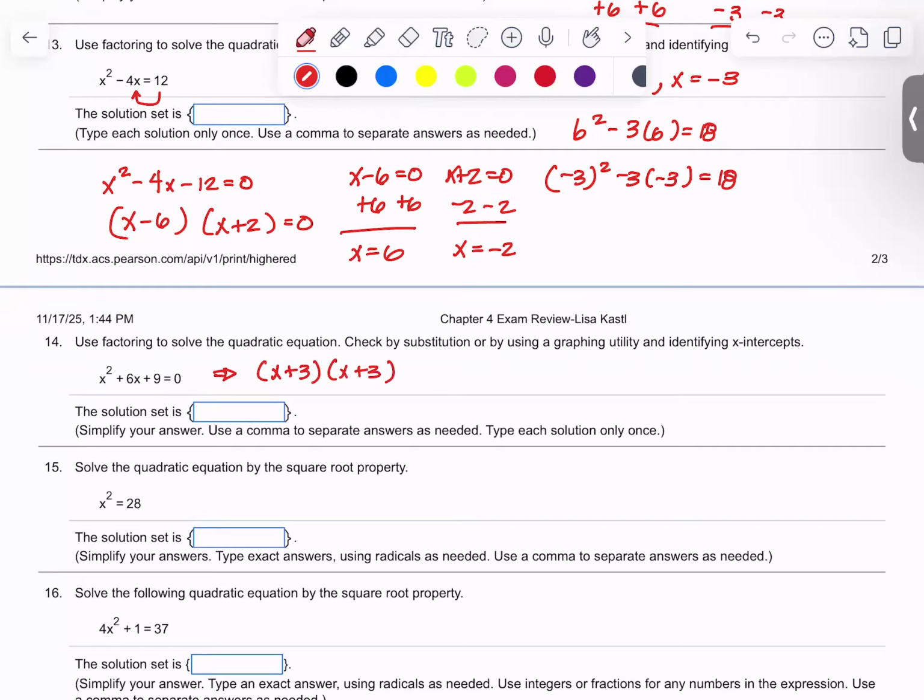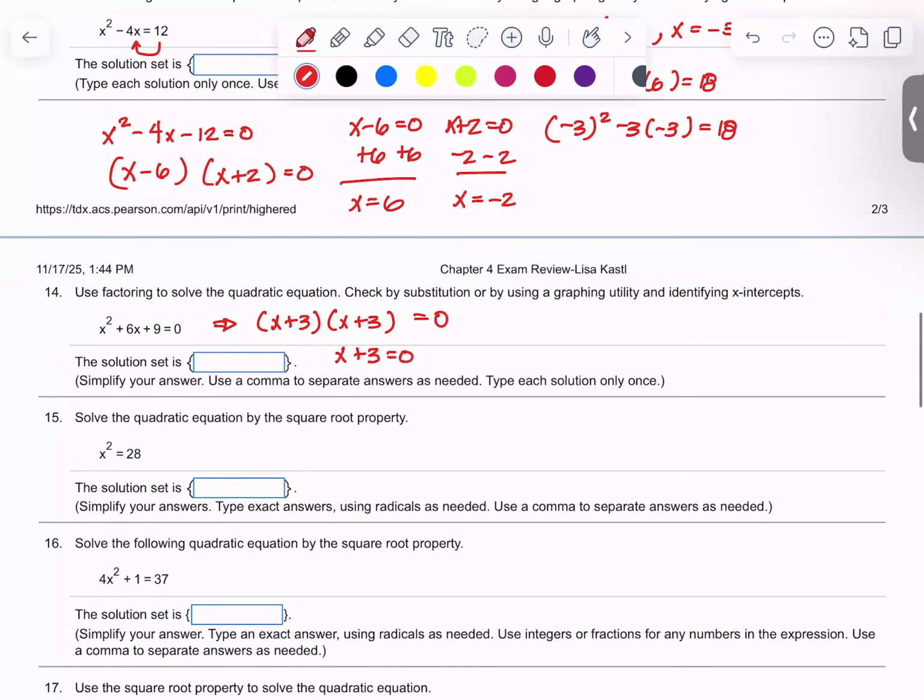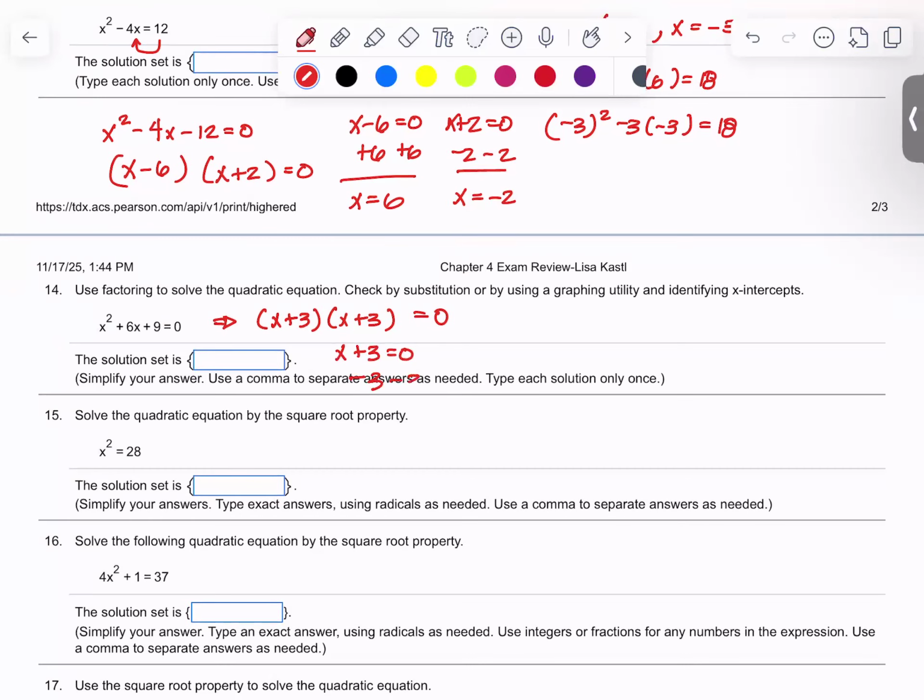The other way you could look at this is I need two factors of positive 9 that add to positive 6. That would be positive 3 and positive 3. So set each one of those equal to 0. They're the same factor, so I really only need to set one of them equal to 0. Subtract 3 from both sides, and I get negative 3.